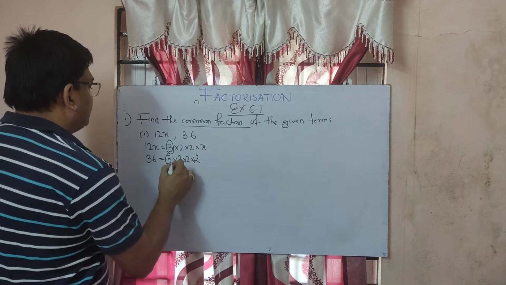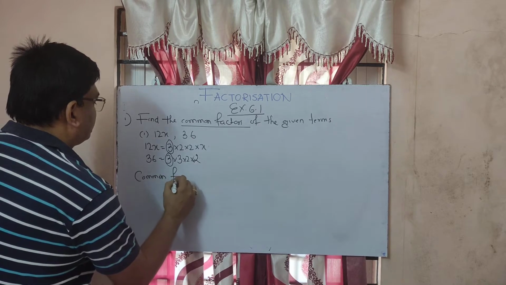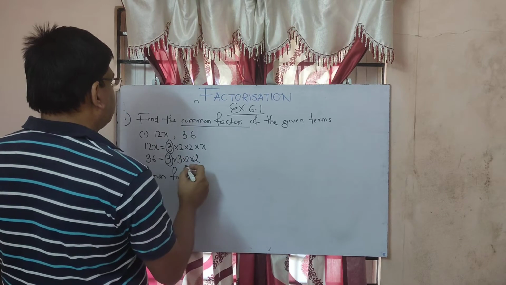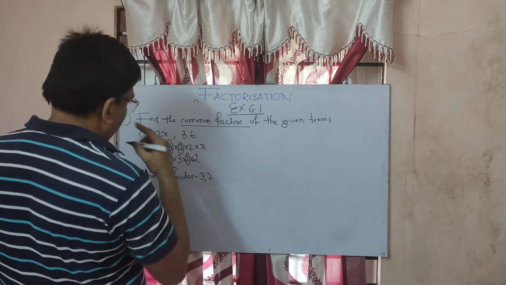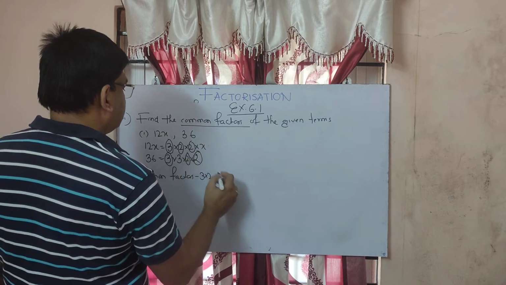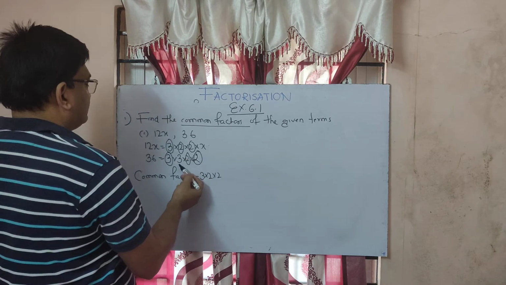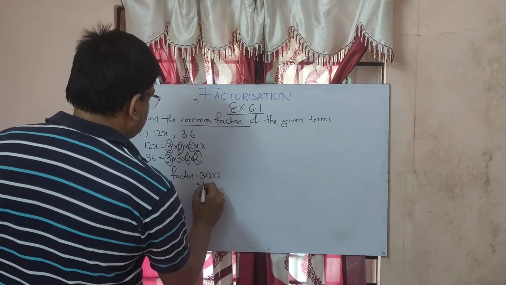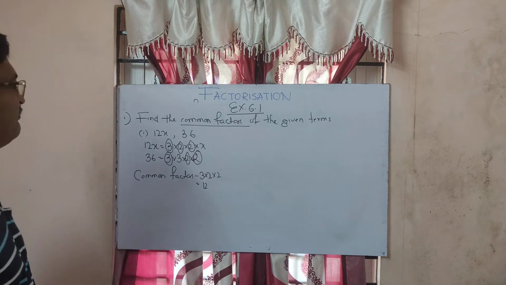Now you can see 3 is there. You have to write here common factors. So 3 is a common factor. Now 2 is there, 2 is a common factor. Again there is a 2 here, so again there is 2. But x is here and x is not here. 3 is there, another 3 is not there here. So 3 twos are 6, 6 twos are 12. So 12 is the common factor.